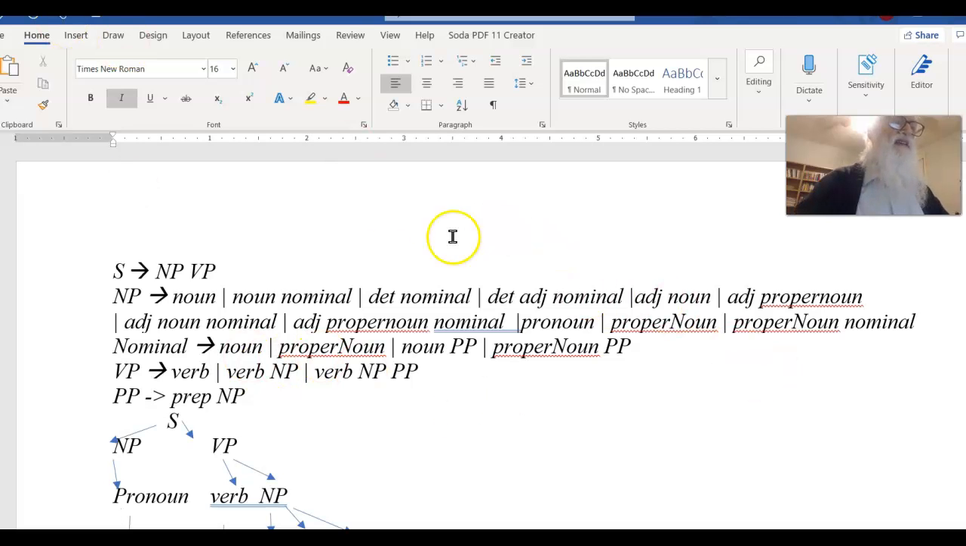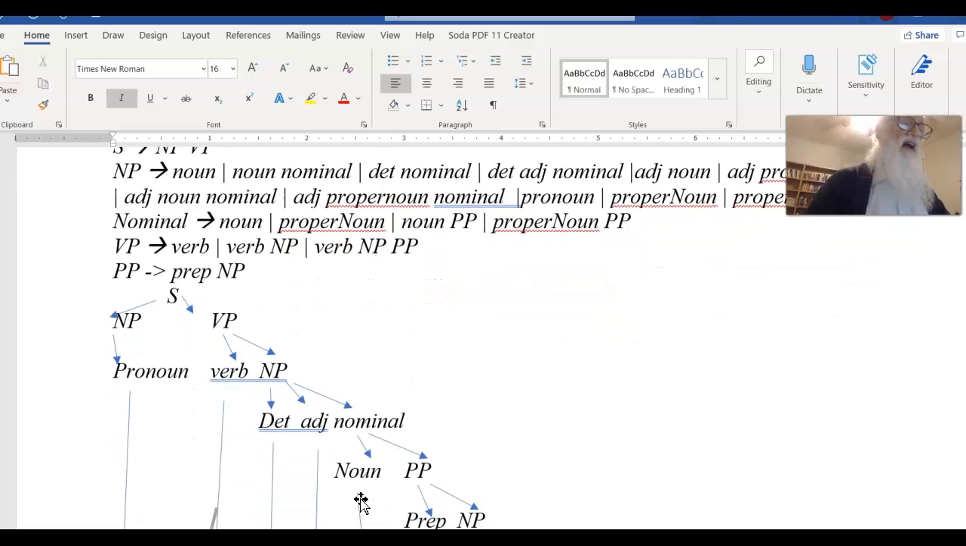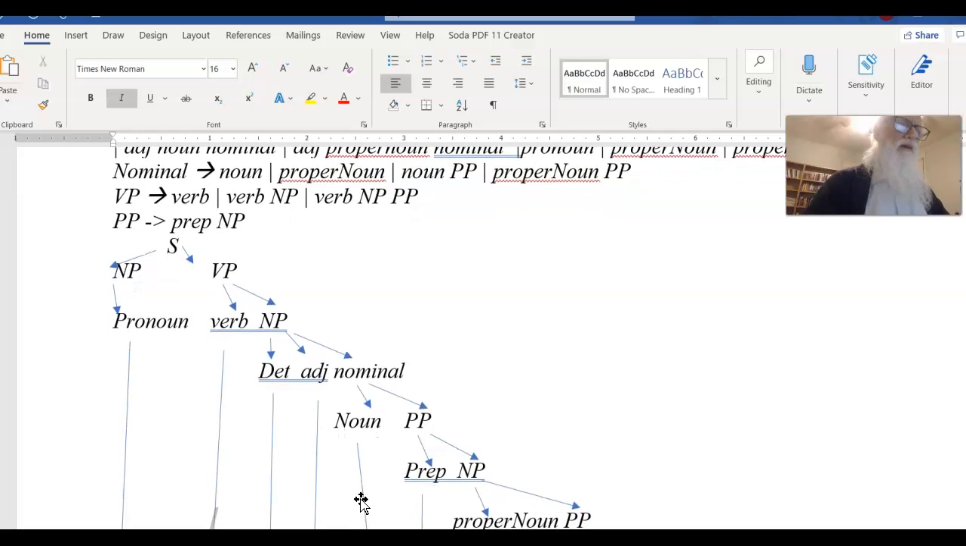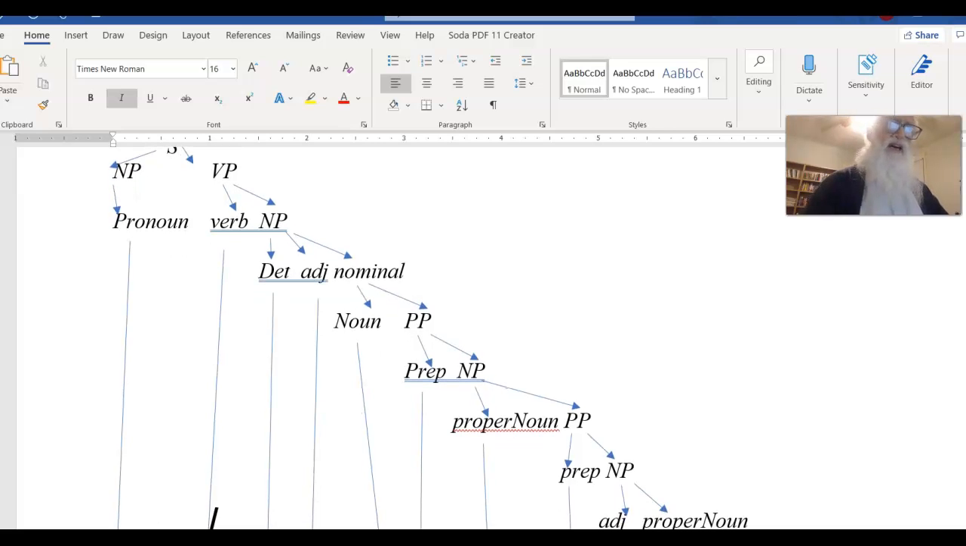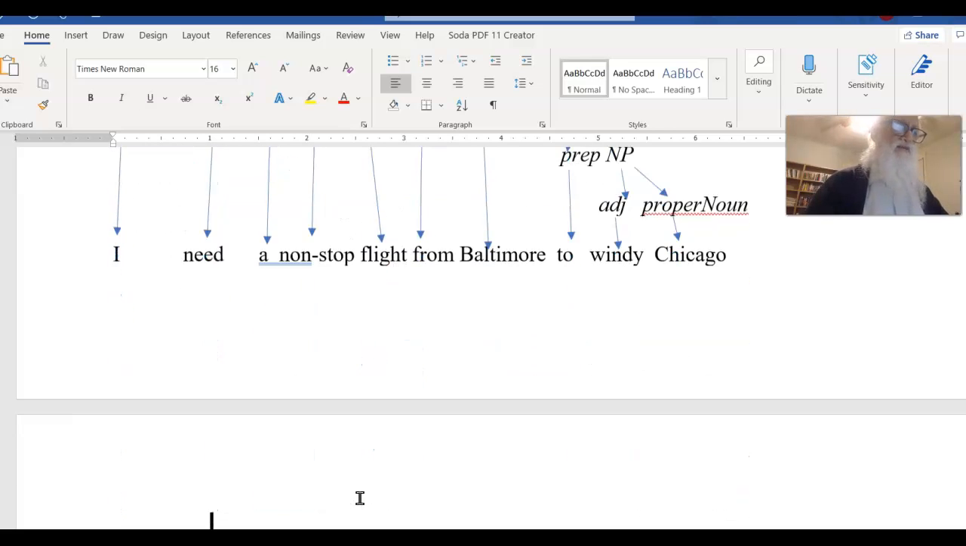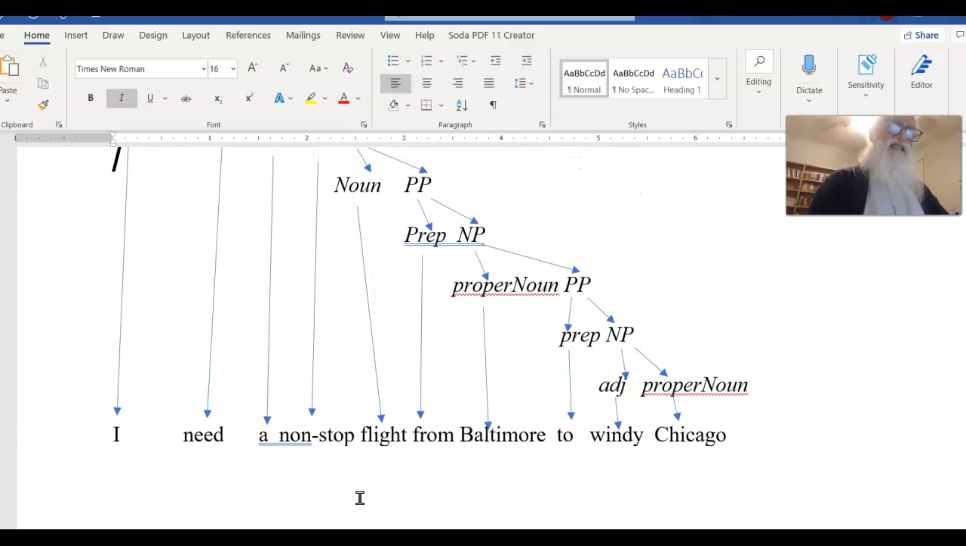NP, one possibility is it goes to a pronoun. For VP, a possibility is a verb and an NP. So I'm going to have NP go to determiner, adjective, nominal. Nominal is going to go to noun, preposition, part. That's going to go to the next part, and so on, until eventually we get down to a correct parsing of the sentence. I need a nonstop flight from Baltimore to windy Chicago.